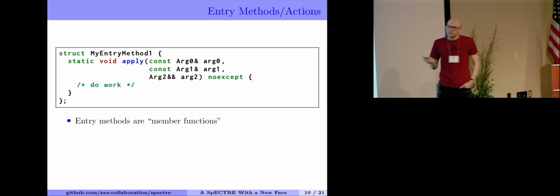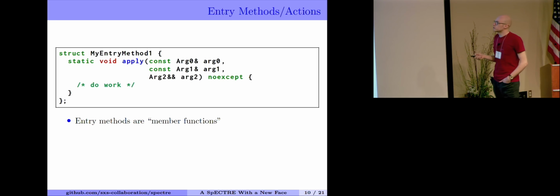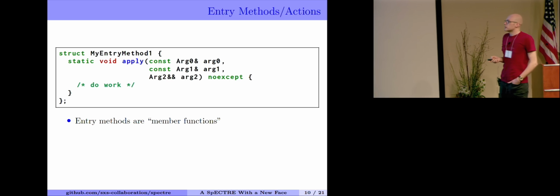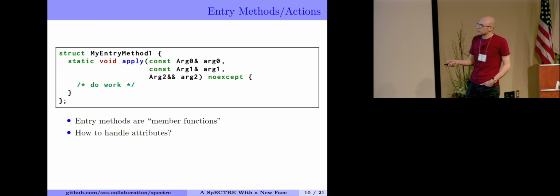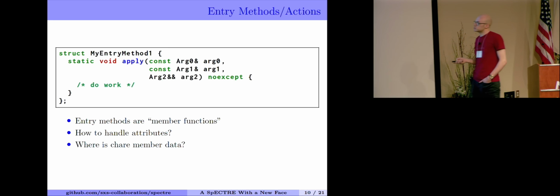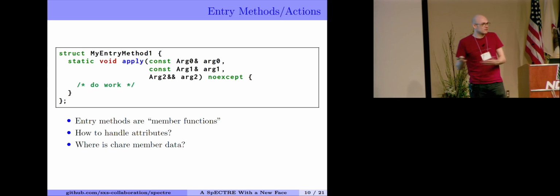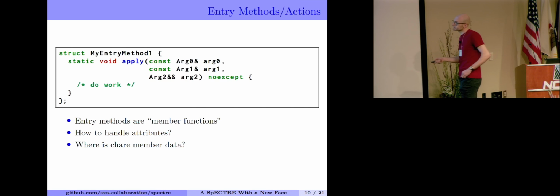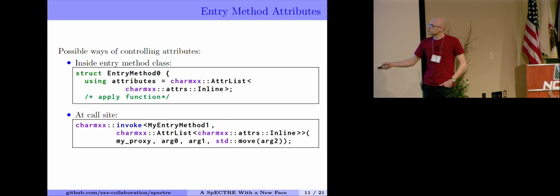And so, like I said, here there's going to be a few confusing points. One is, well, these aren't really member functions anymore. And we need to deal with a couple things. How do we handle attributes? So inline, threaded, and these sorts of things. And where the heck's the member data? Right? Like, you told me I have an object. Where is that member data? So I'm going to talk about attributes first.